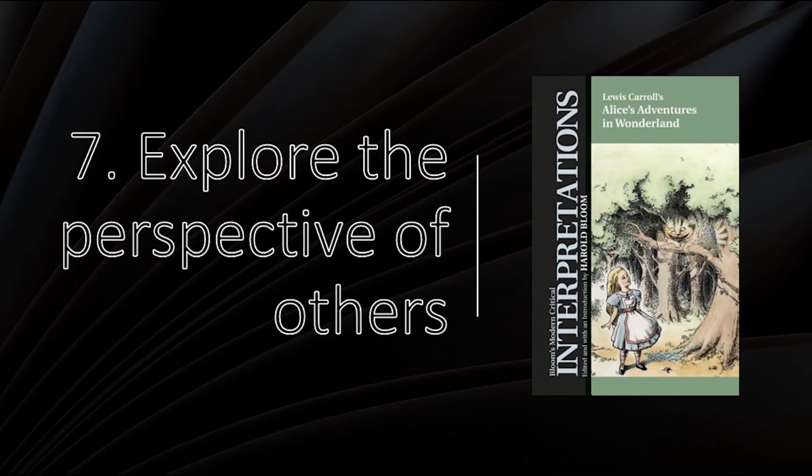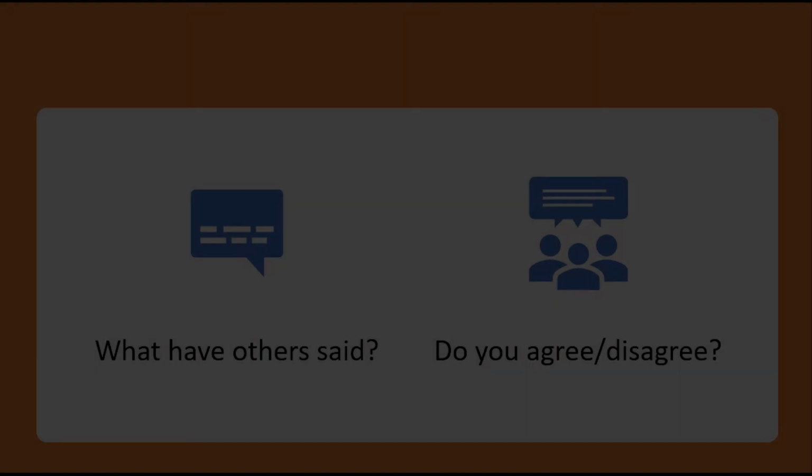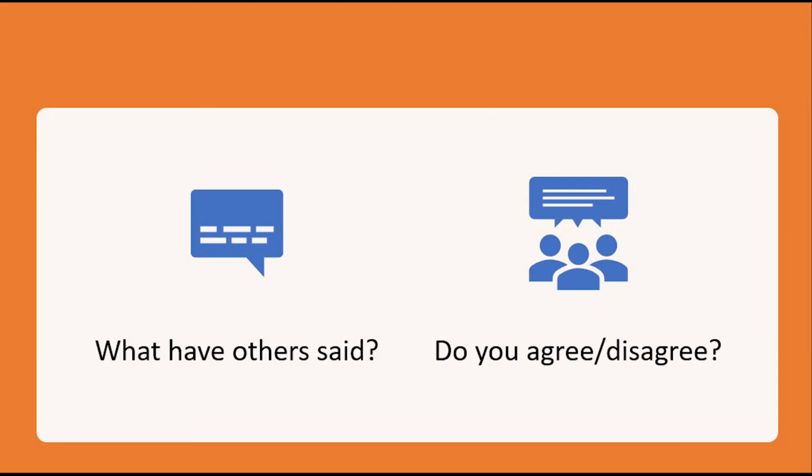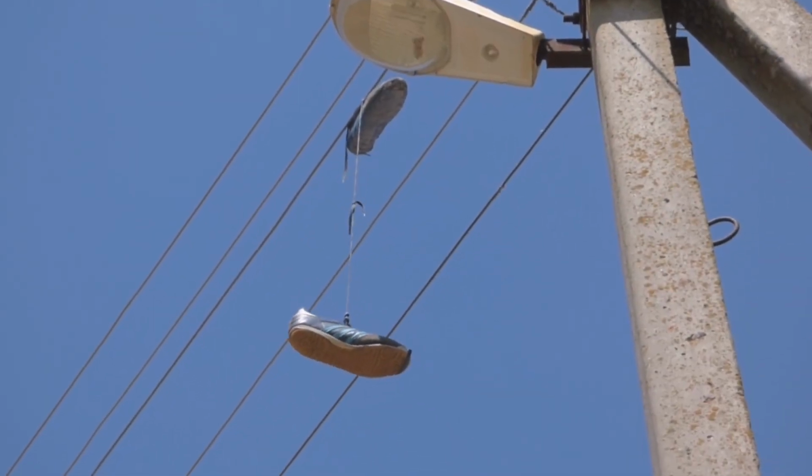Number 7. Explore the perspective of others. While you want to be forming your own opinions of the text, it's also important to consider the opinions of others. This means going and doing some research of academic articles and looking at the various perspectives out there. What have others said about the text? Do you agree with them? Do they agree with you? What have they said that you perhaps don't agree with? This will form an important part of your analysis, which, when put alongside your own opinions with examples from the text, will bolster your response.